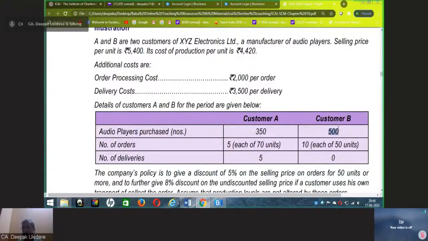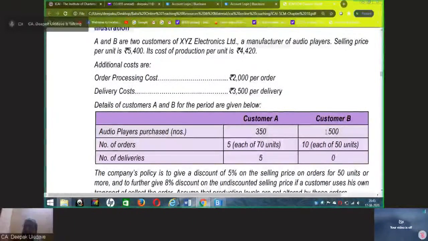Please note, when you read the case itself, you should read between the lines. I keep on telling this every time. Customer A is purchasing only 350 units from the company. You can say 30% of what customer B is purchasing, 30% less. Yeah, 30% less. Now this aspect should be highlighted in your analytical comments, in your narrative comments. See, customer A is purchasing 30% less than customer B.